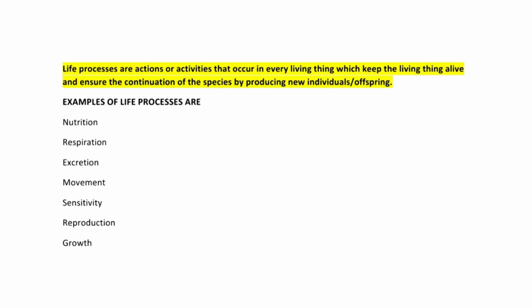You had a homework, and we want to discuss the homework. You were supposed to define life process. How did you define it? Let's see. Life processes are actions or activities that occur in every living thing which keep the living thing alive and ensure the continuation of the species by producing new individuals or offspring. Activities or actions.